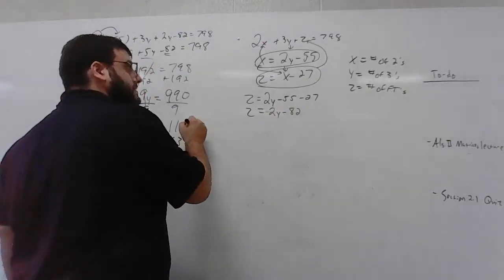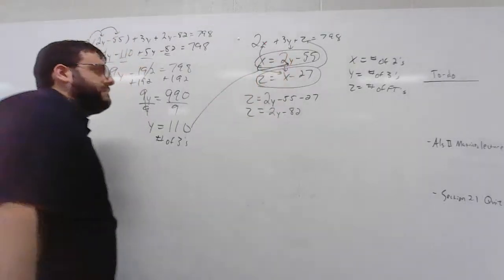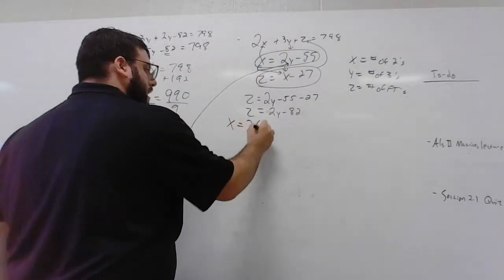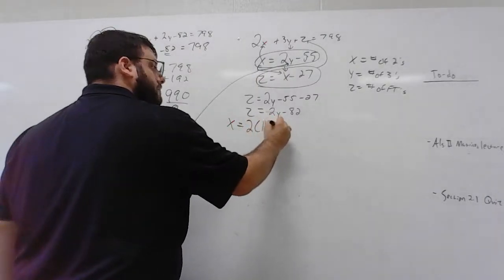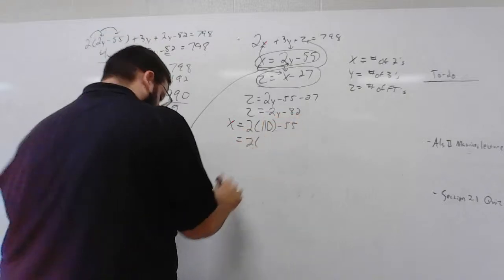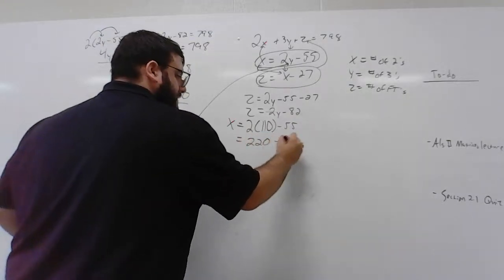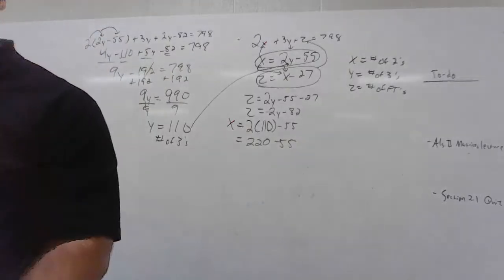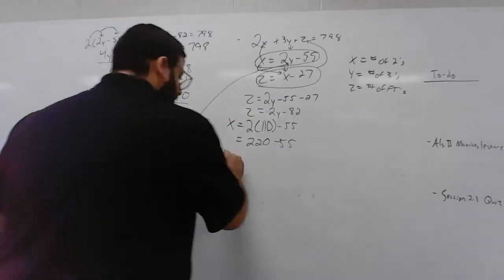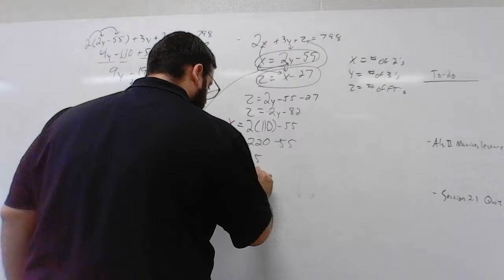So I'm going to take this and I'm going to put it in here to find my value for x. So x equals 2 times y, so that's 2 times 110, minus 55. That's 220 minus 55. I'm going to put that in my calculator real quick. 220 minus 55, and I get 165. That's my number of 2's.